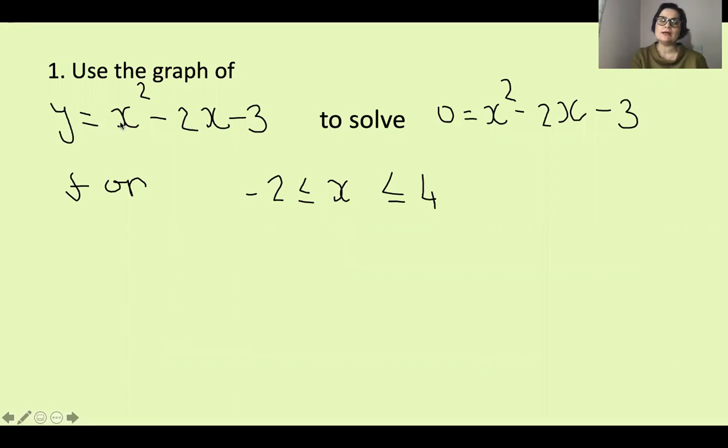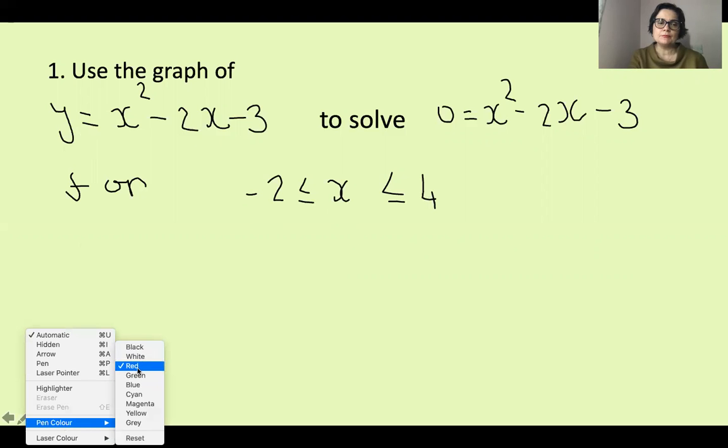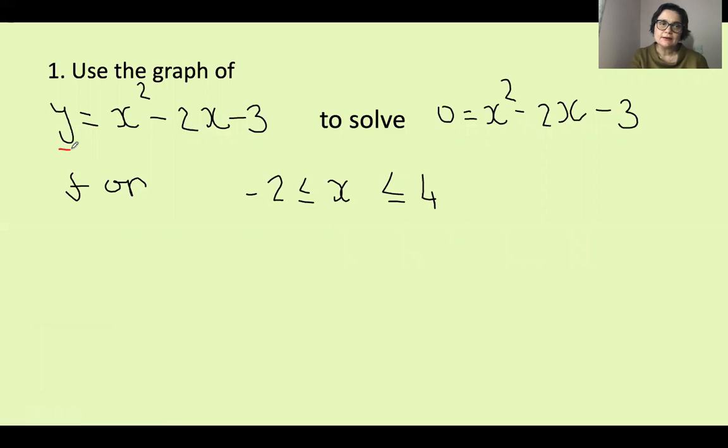Use the graph y equals x to the power of 2 minus 2x minus 3 to solve 0 equals x to the power of 2 minus 2x minus 3 for the values of x smaller than or equal to 4 and bigger than or equal to minus 3. Now, can you see here? We have y here. Can you see y? It is 0. So this is the function, this is the equation. So for what values of x is the y 0?